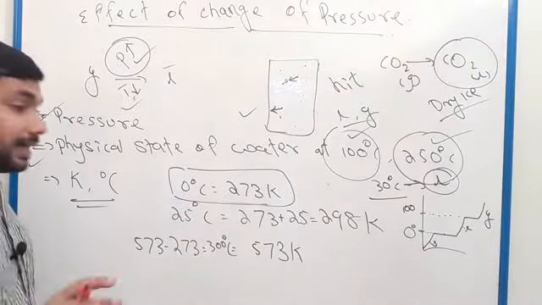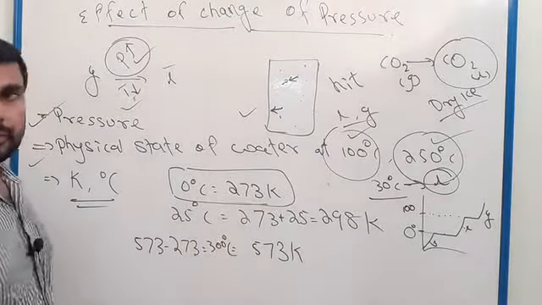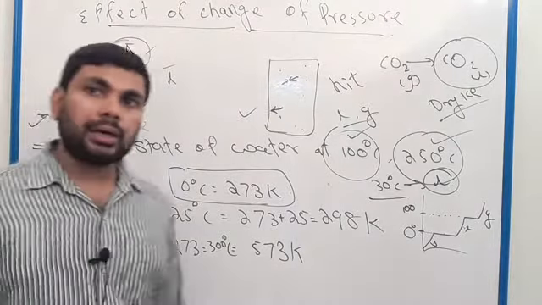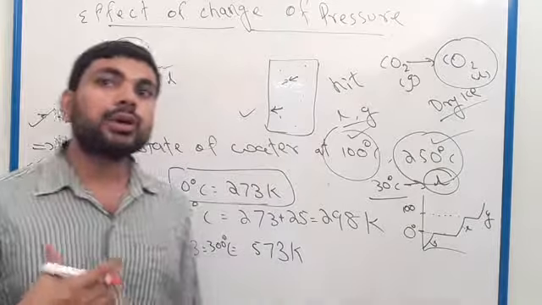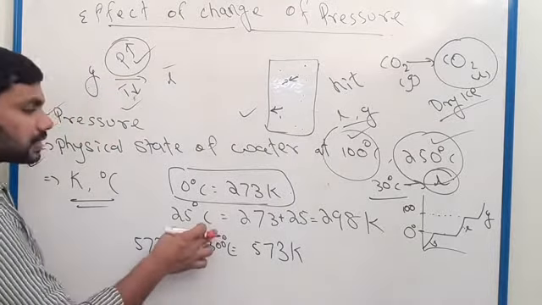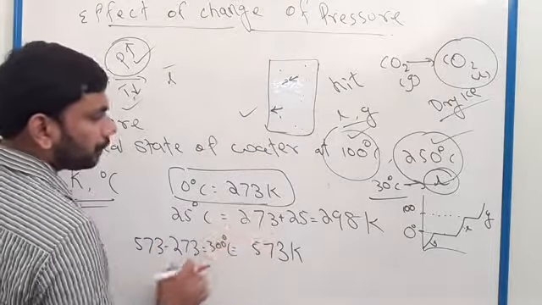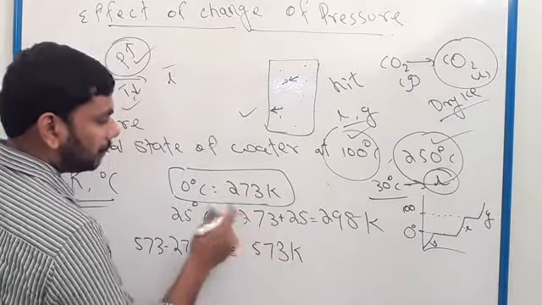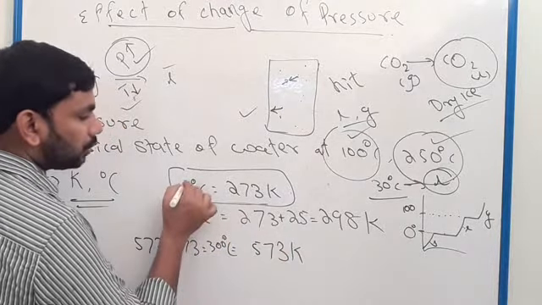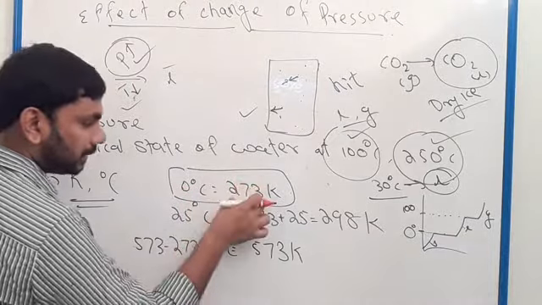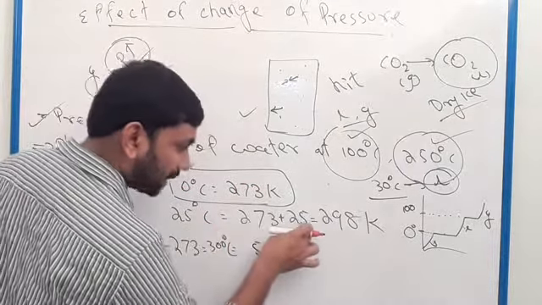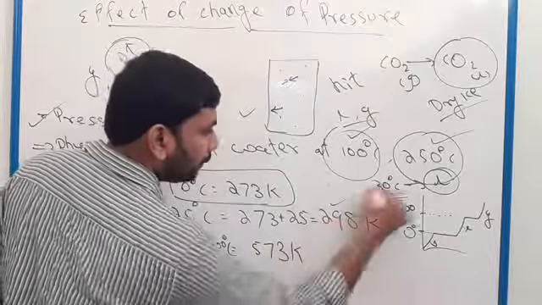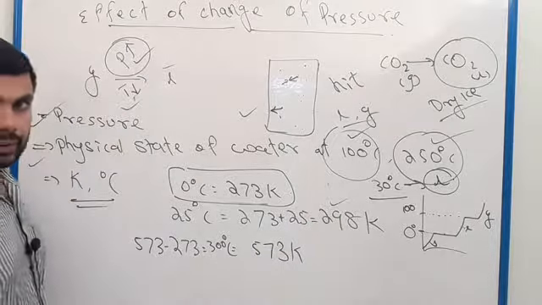Then 25 degrees Celsius means how many Kelvin? You have a question: convert 25 degrees Celsius to Kelvin. How can you convert this? We know 0 degrees Celsius equals 273 Kelvin. So 25 degrees Celsius will be 273 plus 25. So it will be 298 Kelvin.